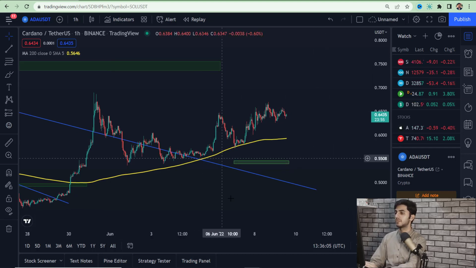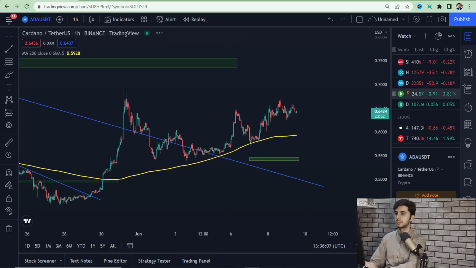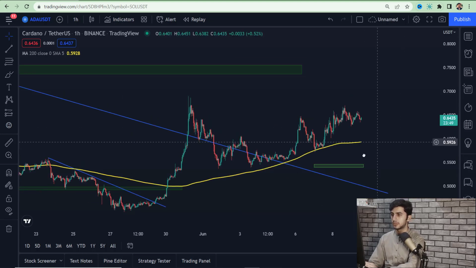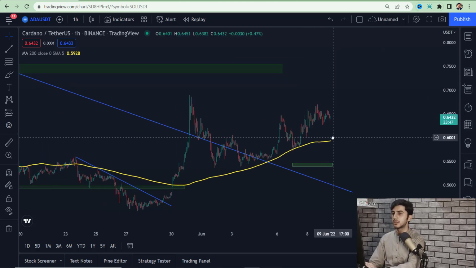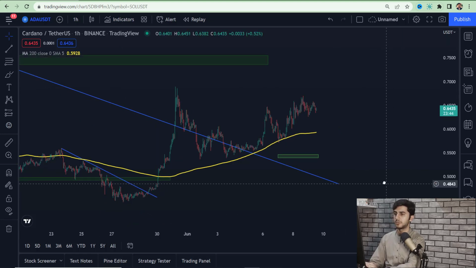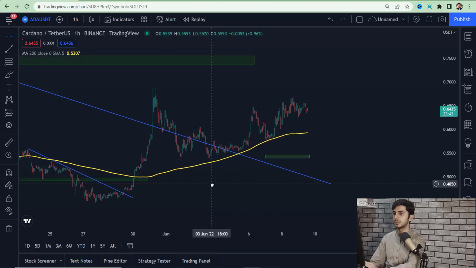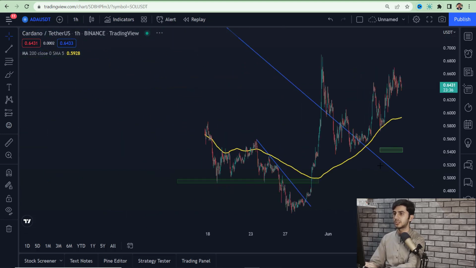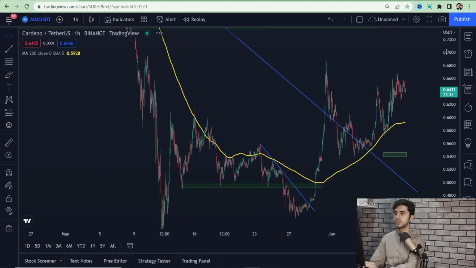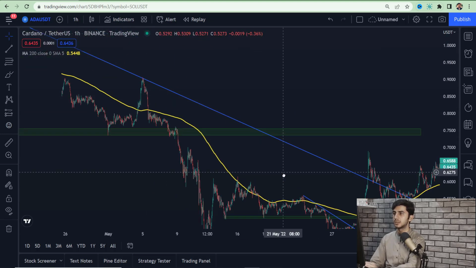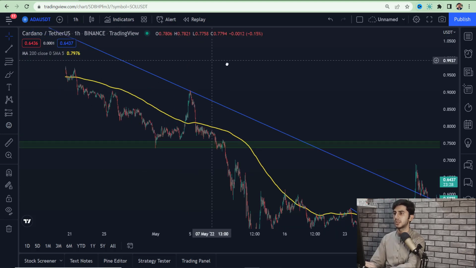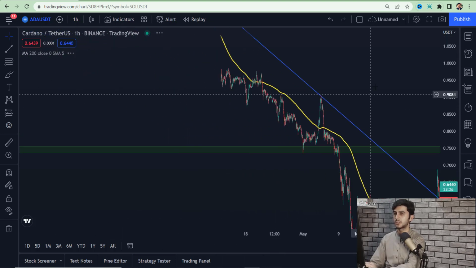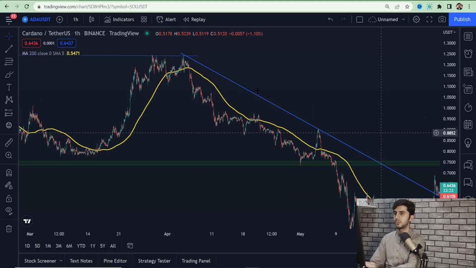As you can see right in front of me, we have this screen. Right now this is the 1 hour time frame. I see something that I really wanted to tell you: this was the 200 moving average. It was acting as a resistance for Cardano, and since it was at $1.24, it came under that line and it's still under that.